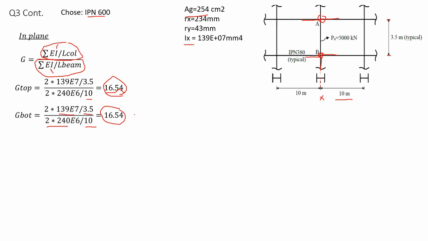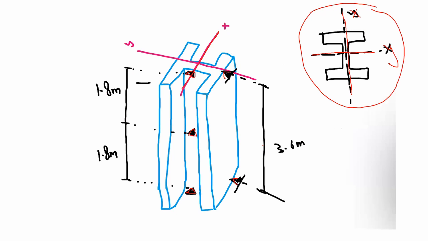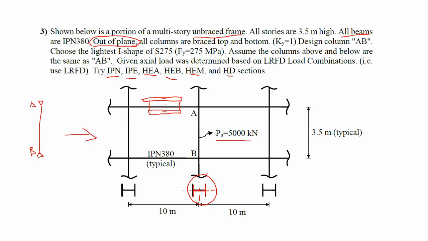Now, because of this, since I have G top and G bottom, I have to consider whether the in-plane is braced or unbraced. Why? In order to find the K value. So if you remember from the problem, the problem says that shown below is a portion of a multi-story unbraced frame. So it says here it's an unbraced frame, while the out of plane is braced.